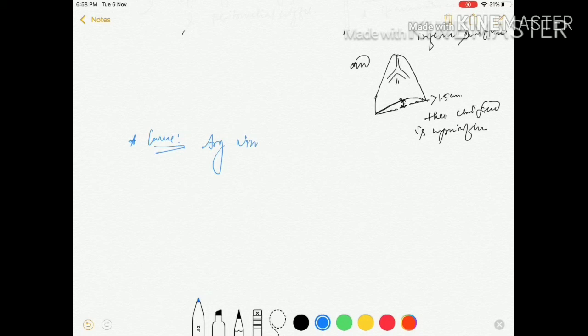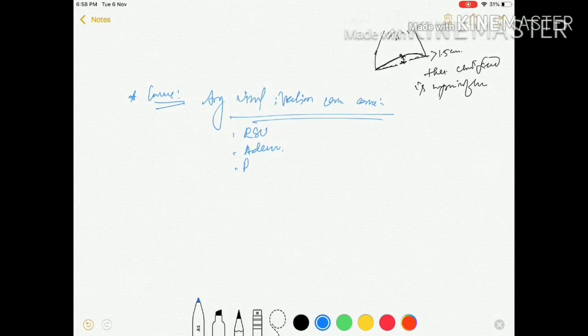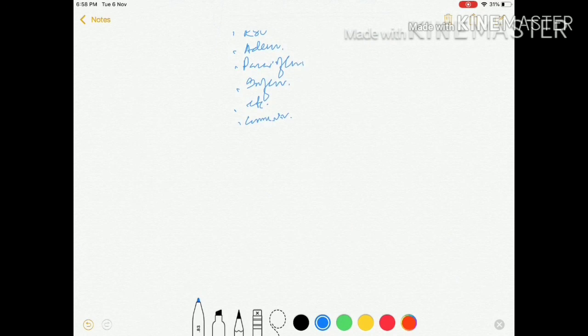Before the treatment, I would also like to identify the cause. Any viral infection can cause bronchiolitis, but most commonly it is RSV, adenovirus, influenza virus, coronavirus, etc.